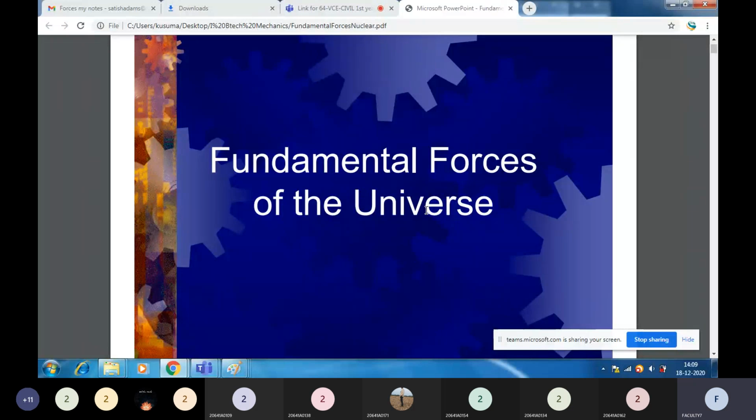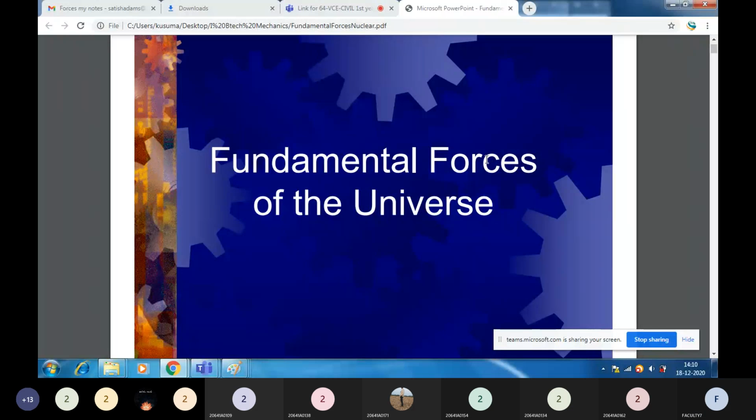Okay, this is a PPT. Now here we can consider all the different types of forces as fundamental forces of the universe. Yesterday we had seen the video regarding forces. Force is considered as a push or pull. Using that we can move the objects.